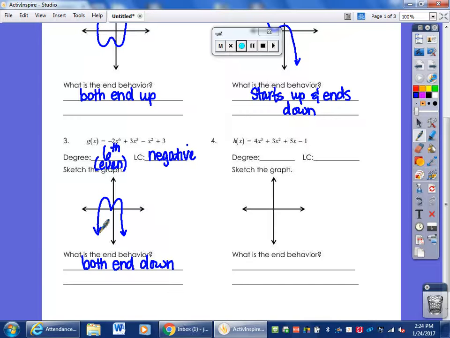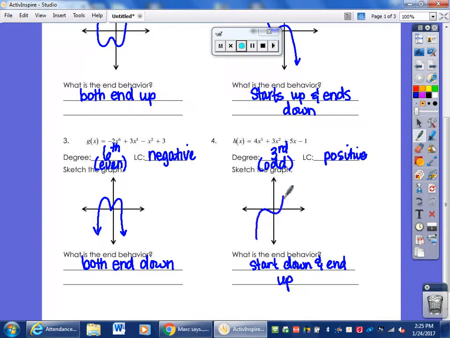And the last one, we have 3rd degree, and that's an odd. And so the leading coefficient is a positive. So this is going to start down and end up. So it's going to be just like the S-shaped graph above there, but this time it's starting low and ending high.